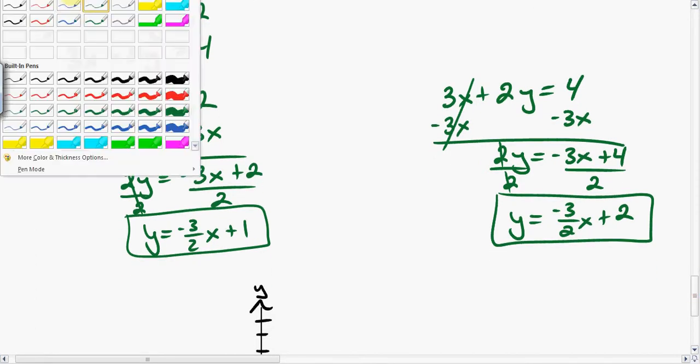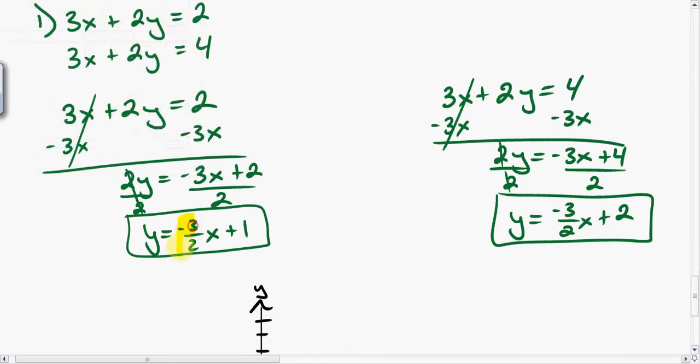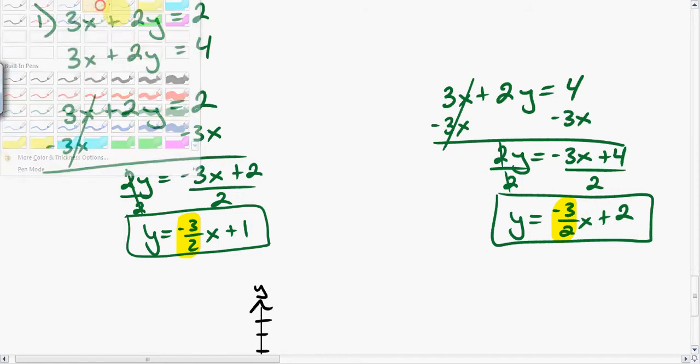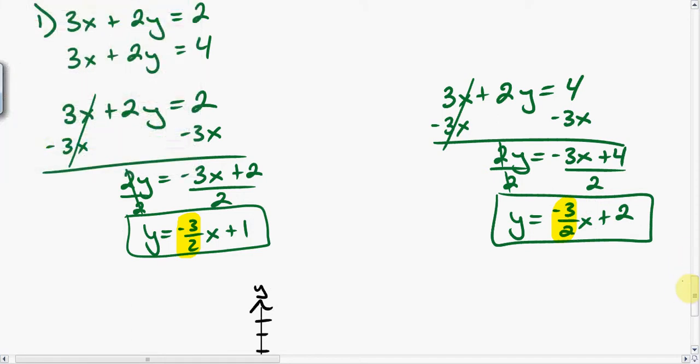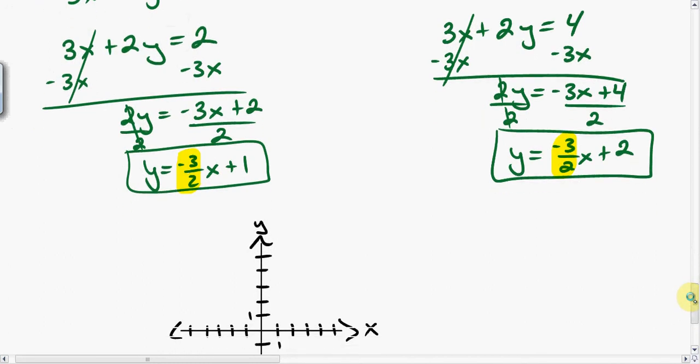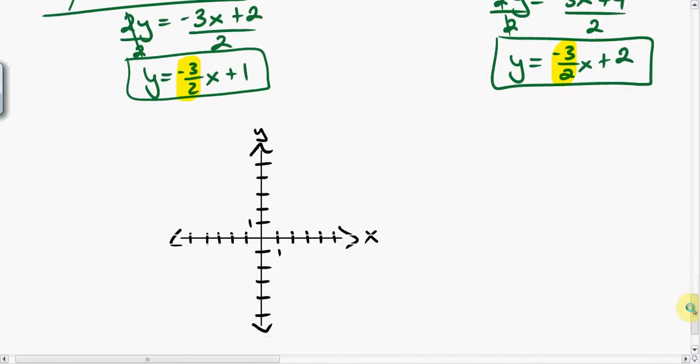What do you notice about each of these lines? They have what? The same slope. Once you see that they have the same slope, that's a great indication that your lines are going to be parallel, and you're going to have an answer of no solution. So let's graph both of these.